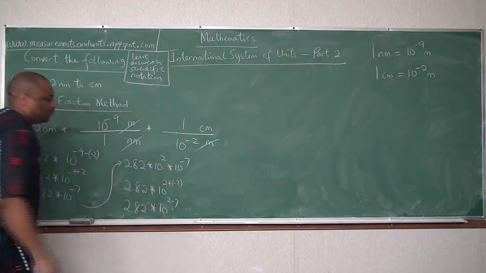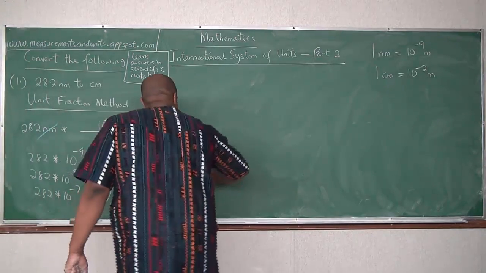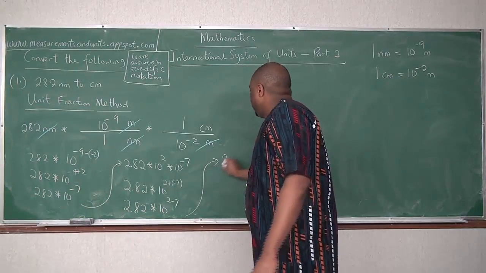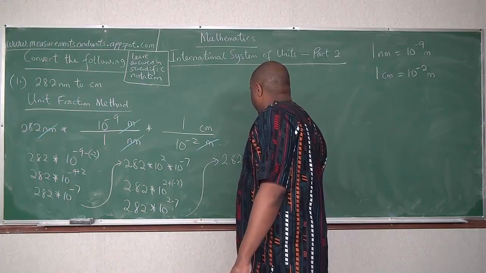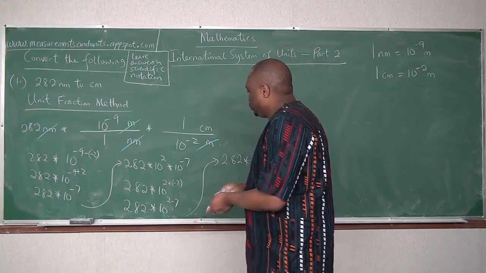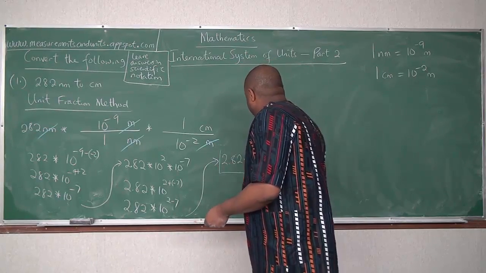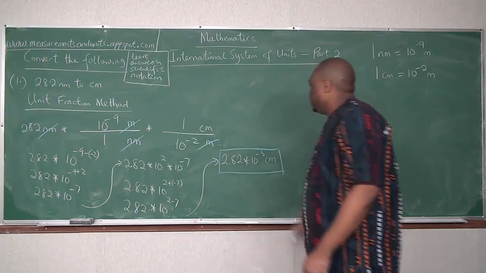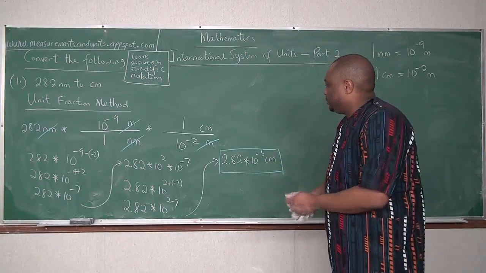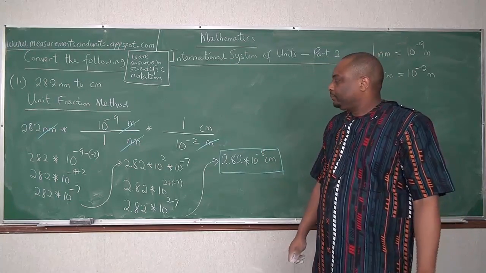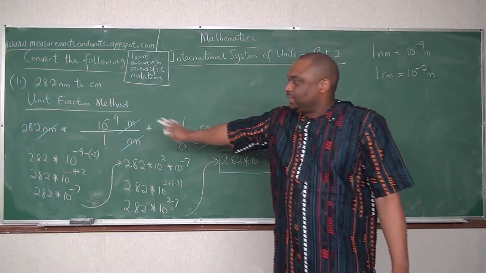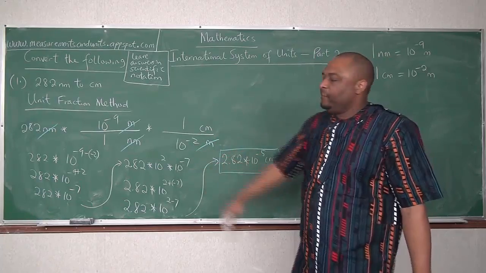I am showing all my work. Which is now 2.82 times 10 to the negative 5 centimeter. Make sure you put the units. 2.82 times 10 to the negative 5 centimeter. And that is it. The main thing is setting this up very well.